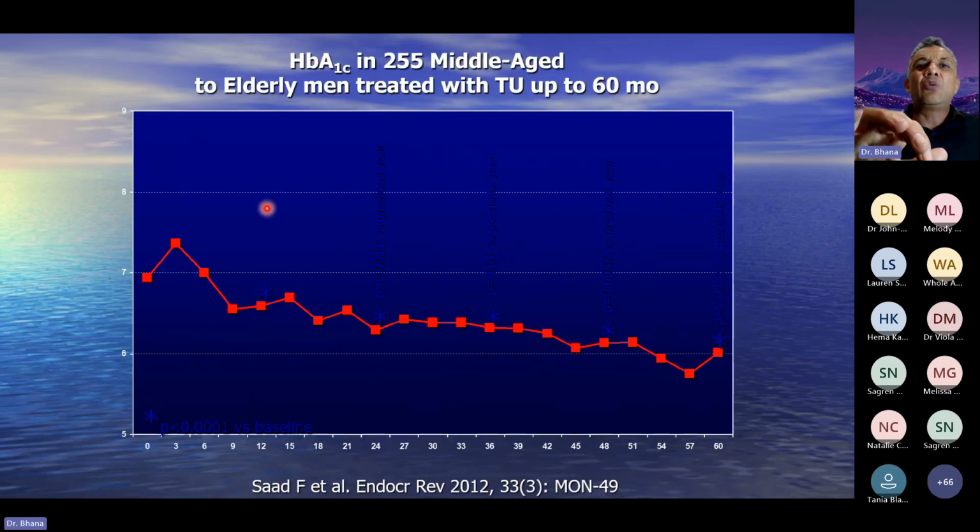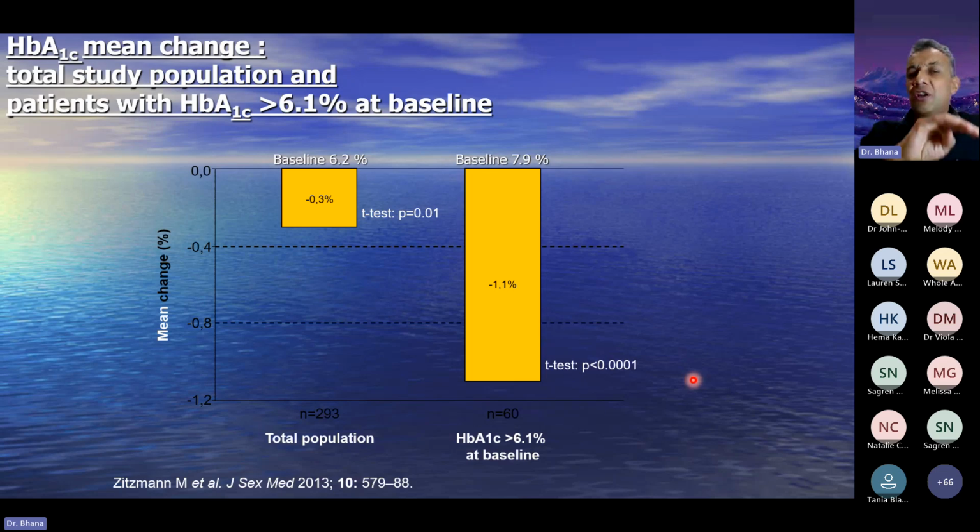Here's HbA1c looking in another way. Average HbA1c in the beginning of the study in these 255 men, 7. 5 years down the line, around 6. 1% reduction, not changing the antihypertensive treatment. Same story here.